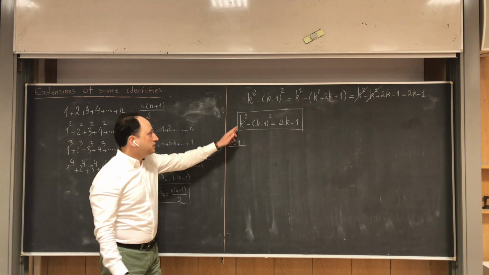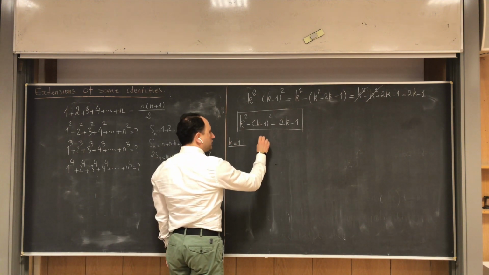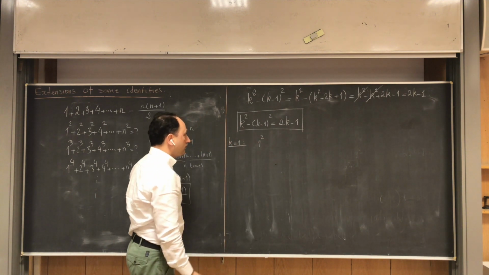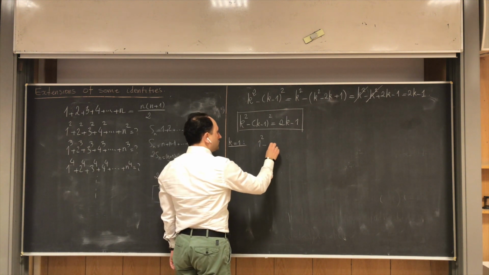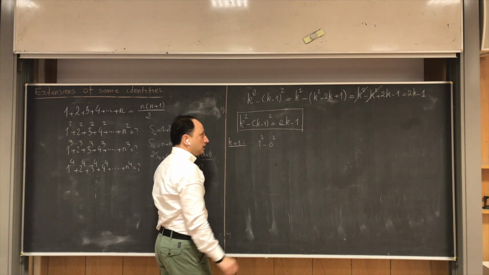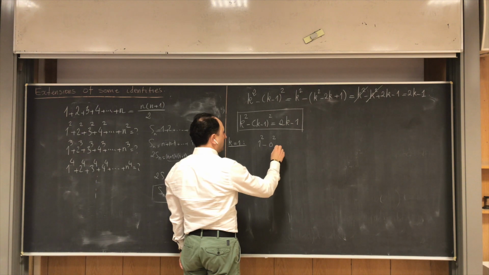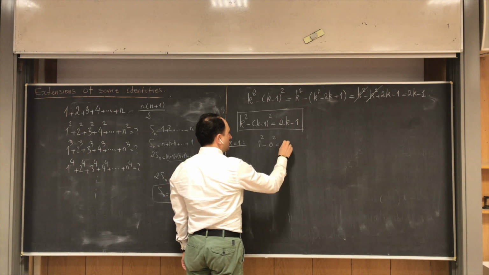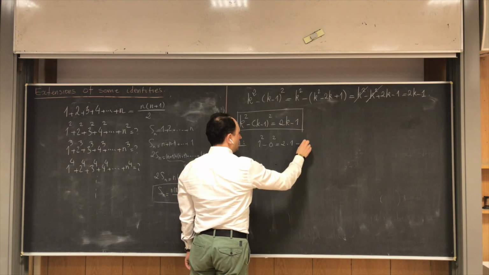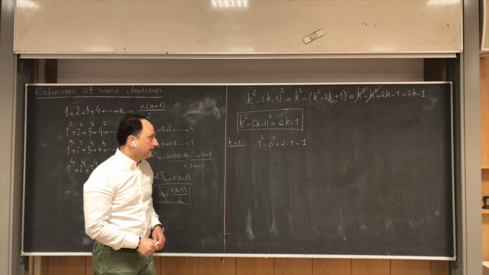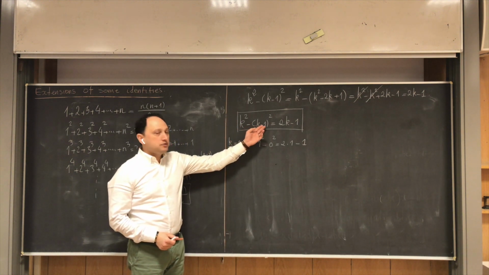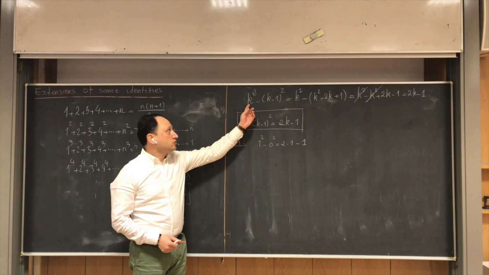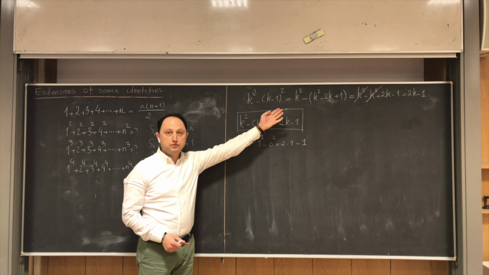Okay, so then how will this read? It will read 1 to the 2 minus 0 to the 2 is 2 times 1 minus 1. Agree? I proved that this formula is valid for all choices of k. This is the simple proof of that.